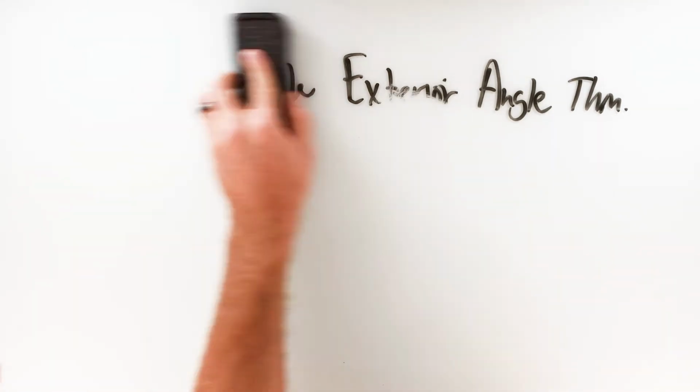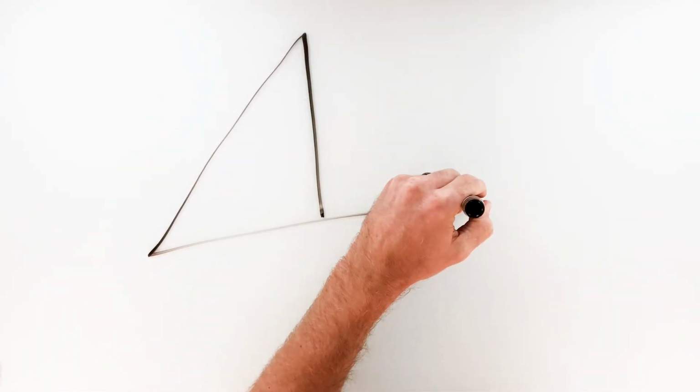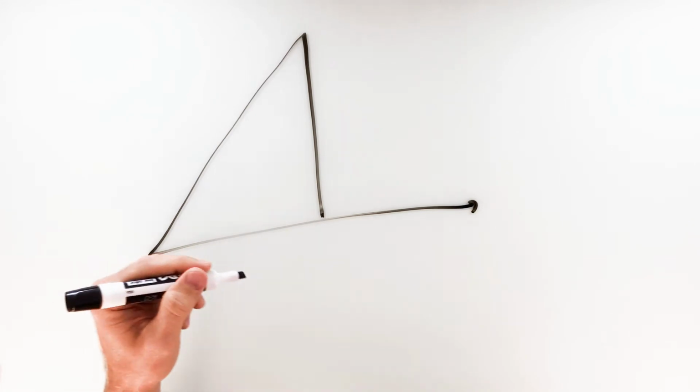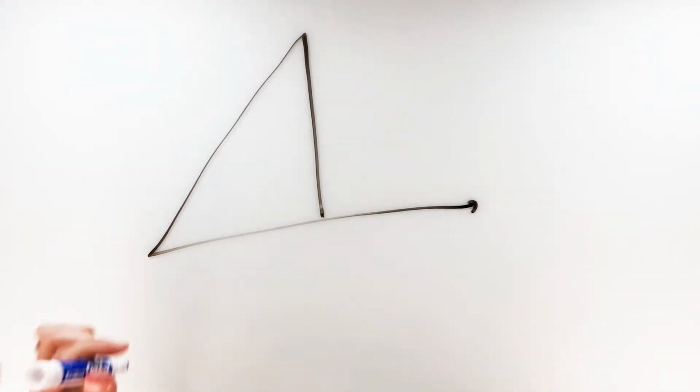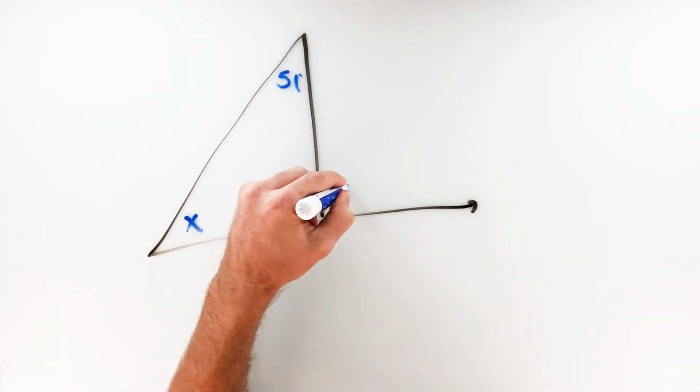Okay, so let's kind of tie this together. Let's do some real examples so you can see how we use this thing. So I'll do another exterior one real quick, show you a different way you can use it. So let's say we're missing this angle here inside the triangle. We're given a couple of angles.